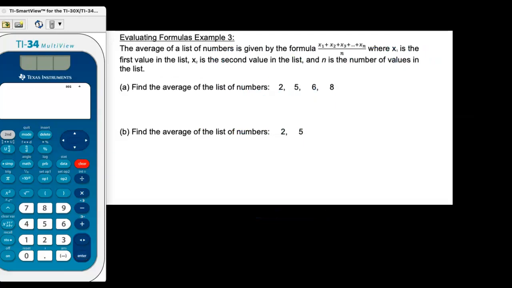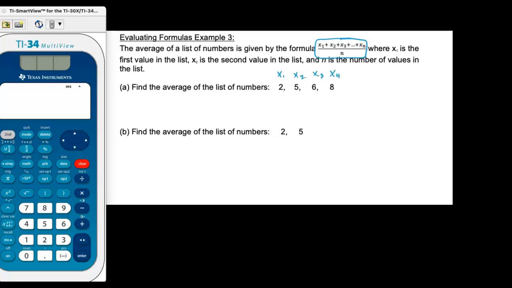In this last example, we're going to look at the formula that gives us the average of a list of numbers. All the X's on the top are just the individual data values, and the N on the bottom just stands for the number of values in the list. So for part A, we want to find the average of 2, 5, 6, and 8. Those are like my X1, my X2, my X3, my X4.